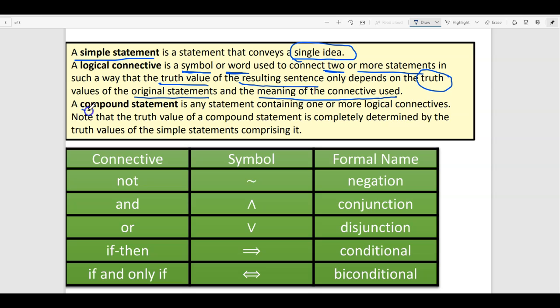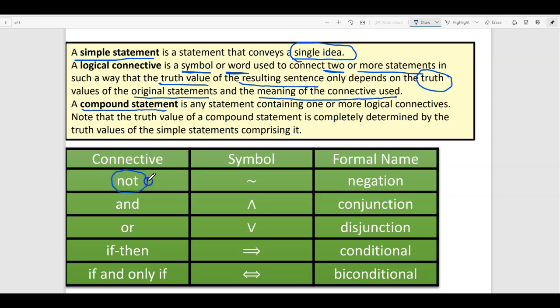Now let's go ahead and look at a compound statement: any statement that contains one or more logical connectives. It's raining and I'm drinking coffee. So it's raining, that's one statement, and I'm drinking coffee, it's another statement. So here are the connectives and the symbols.